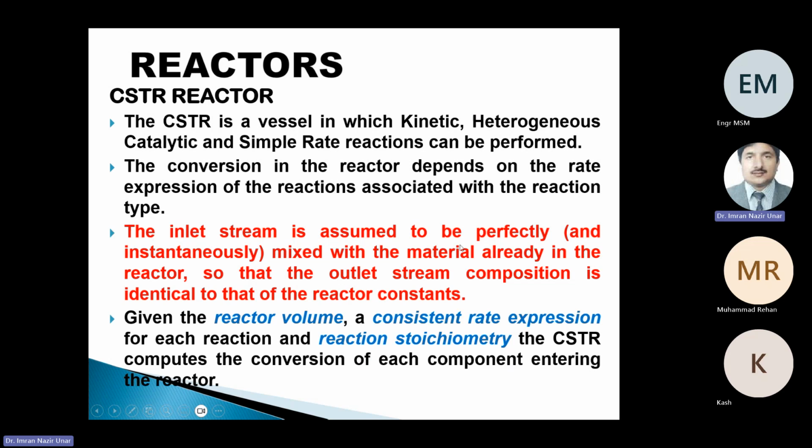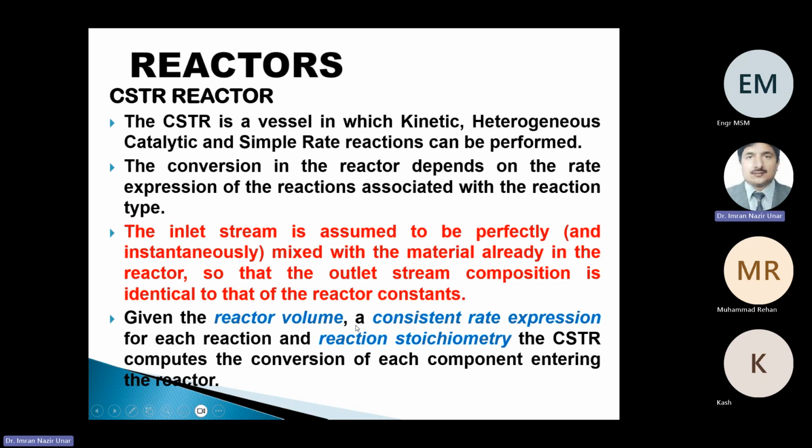The inlet stream is assumed to be perfectly and instantaneously mixed with the material already in the reactor so that the outlet stream composition is identical to that of the reactor contents. So when you say CSTR, it means this, the red colored text, that the inlet stream is assumed to be perfectly mixed with the mass which is available in the reactor.